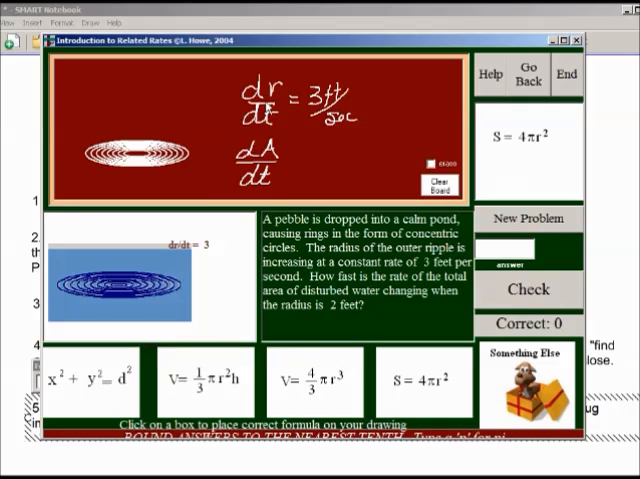So here's a known rate, and here's an unknown rate. What we want to do here is find how fast the rate of the area is changing when the radius is 2 feet. Like I was saying, take the radius equal to 2 feet, and do not use it at the beginning of the problem. Save this till the very end.